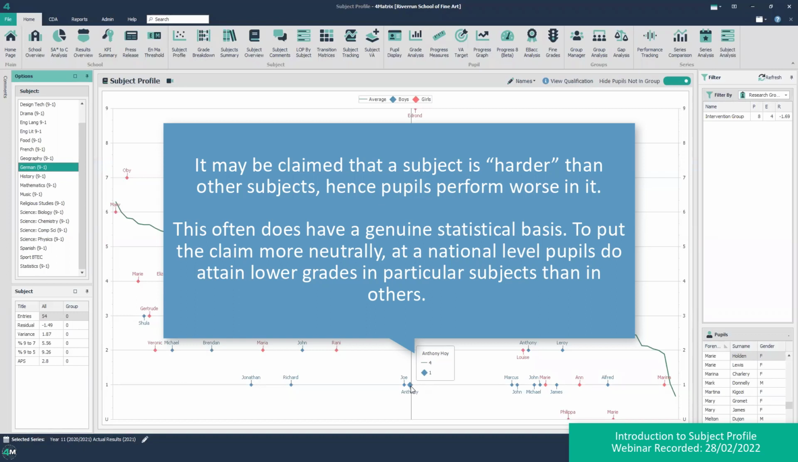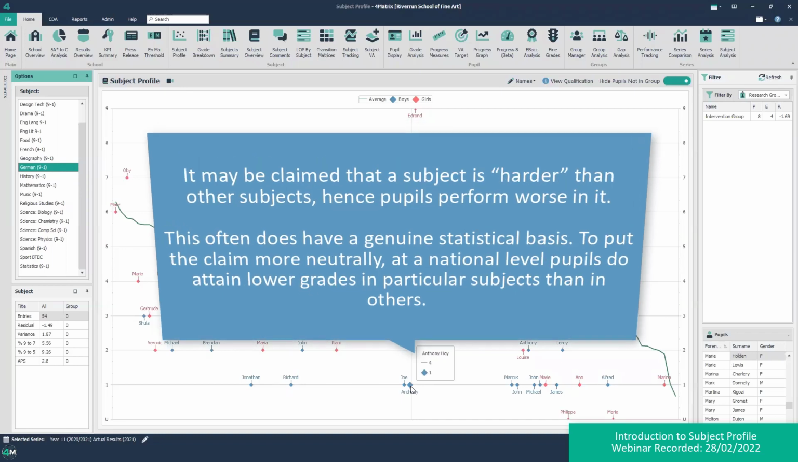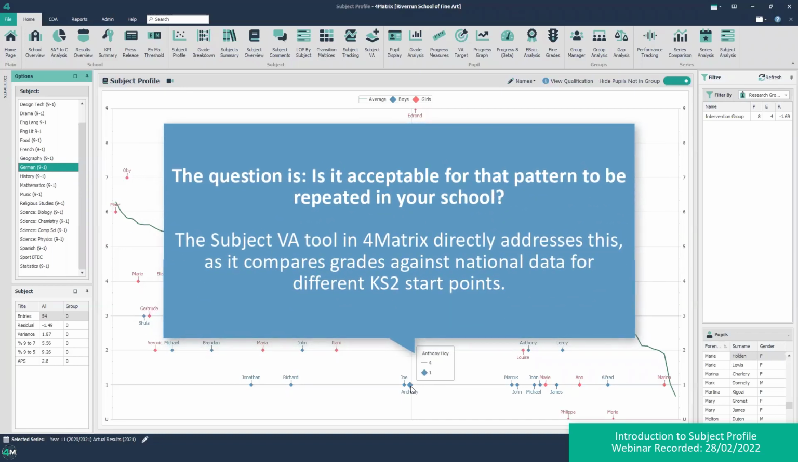So to put the claim more neutrally, at national levels, pupils do attain lower grades in particular subjects than others. So essentially, if you were to calculate the residual at a national level, some subjects would be scoring less than 0 and some more. So modern foreign languages such as German, for example, usually do have a negative national residual. So the question for you in school is, is it then acceptable for that pattern to be repeated in your school?